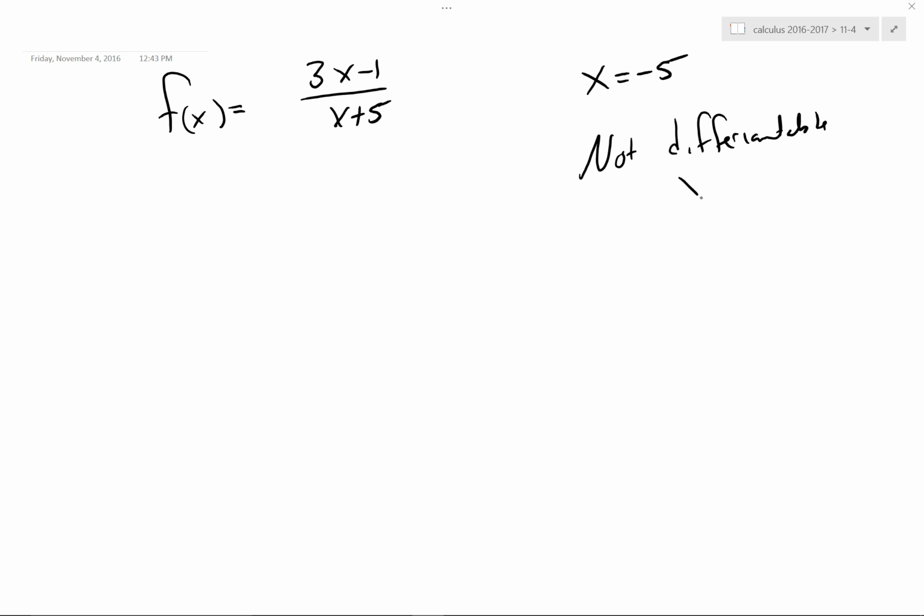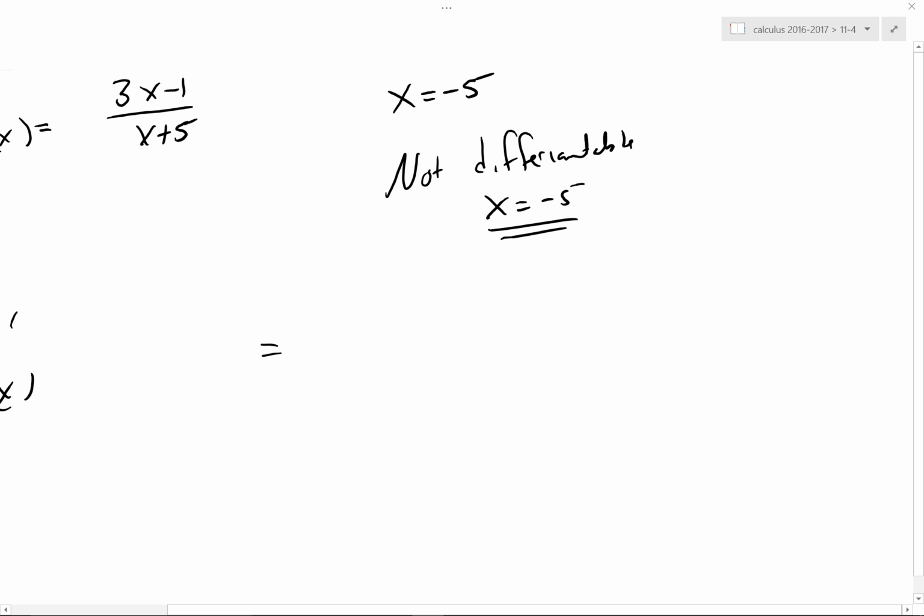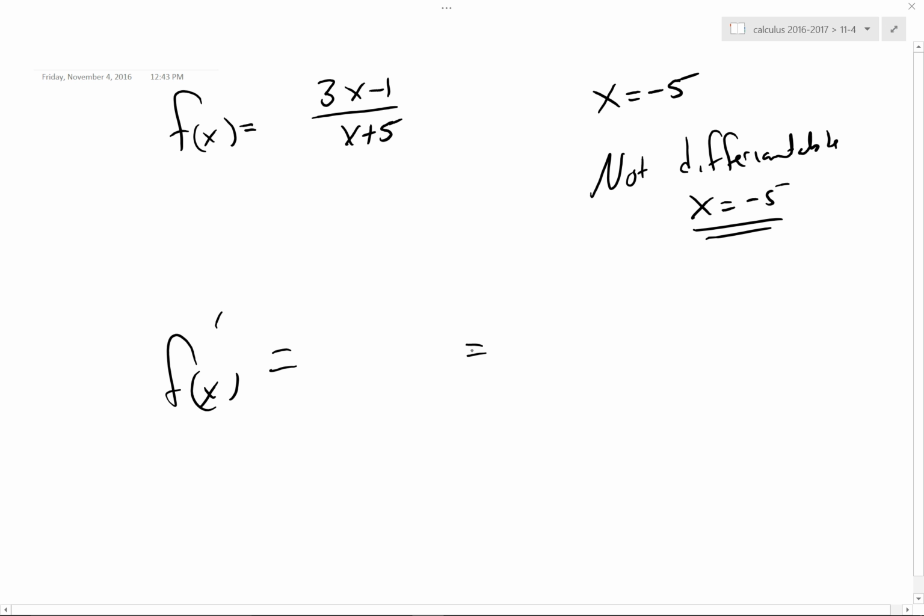at x equals negative 5. And we're going to see why that is in a minute. Because in a minute, guess what's going to be in our denominator? I don't know exactly what it's going to look like, but there's going to be an x plus 5 in my denominator when I'm done. Okay? It's still going to be in there. In other words, it's not going anywhere.